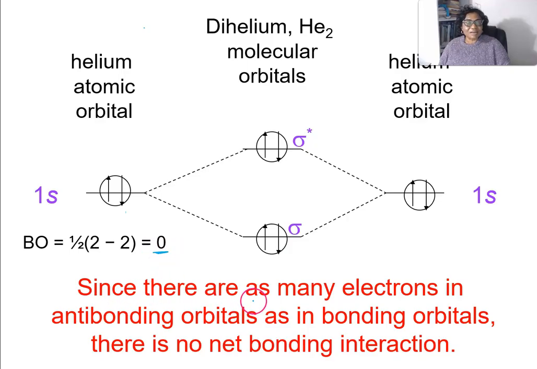And since there are as many electrons in the antibonding orbital as in the bonding orbital, there is no net bonding interaction. That is what our molecular orbital theory is telling us. There is no interaction. And experimentally, there is no helium molecule. You don't have it. It doesn't exist.